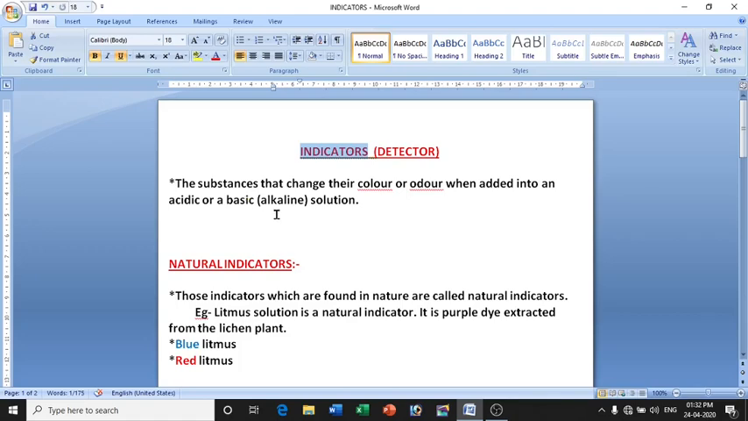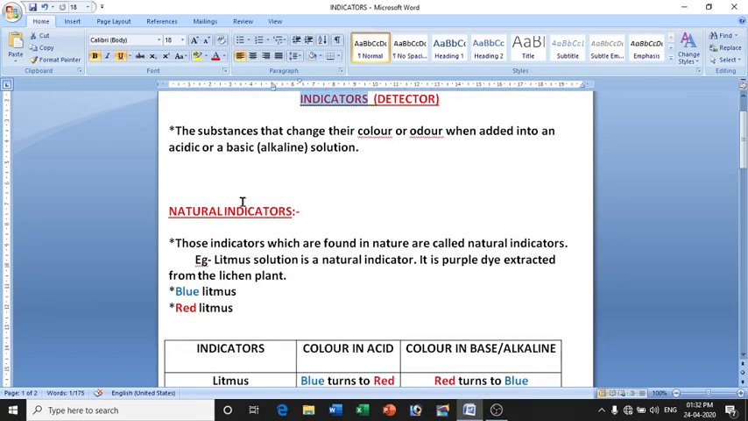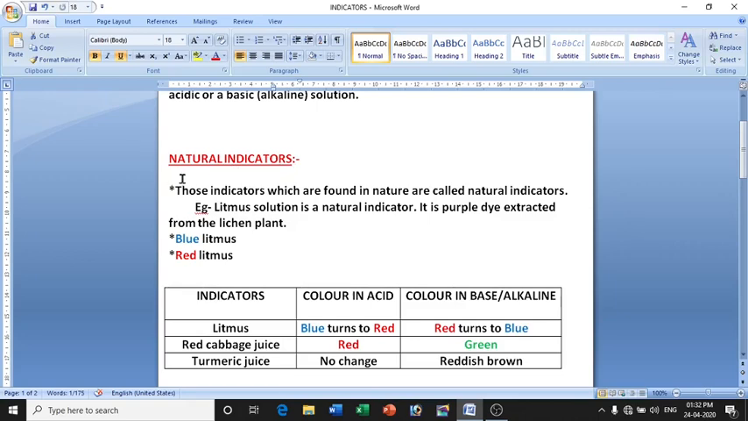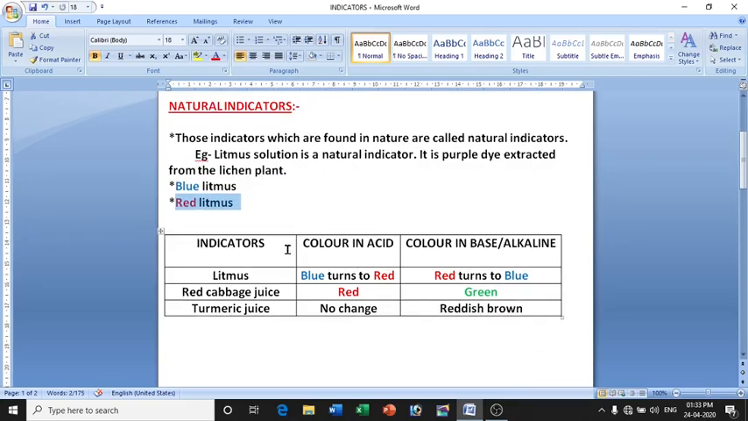So they are indicators. We have different types of indicators, like natural indicators. Those indicators which are found in nature are called natural indicators. For example, litmus solution is a natural indicator, and it is a purple dye extracted from the lichen plant. Generally we have two types of litmus, blue litmus and red litmus. Moreover, we have a few more natural indicators like red cabbage juice, turmeric juice and so on.